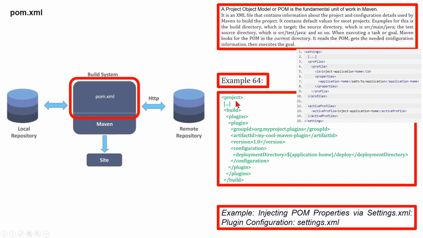Here the project configuration is here. Here you can see the settings.xml. When Maven loads the project POM, it will pick up the activated profiles from the active profiles section of the settings.xml file and inject properties declared within the profile. When the POM is interpolated, the application-home property will already have been injected, so it will allow the plugin parameter value to be resolved.